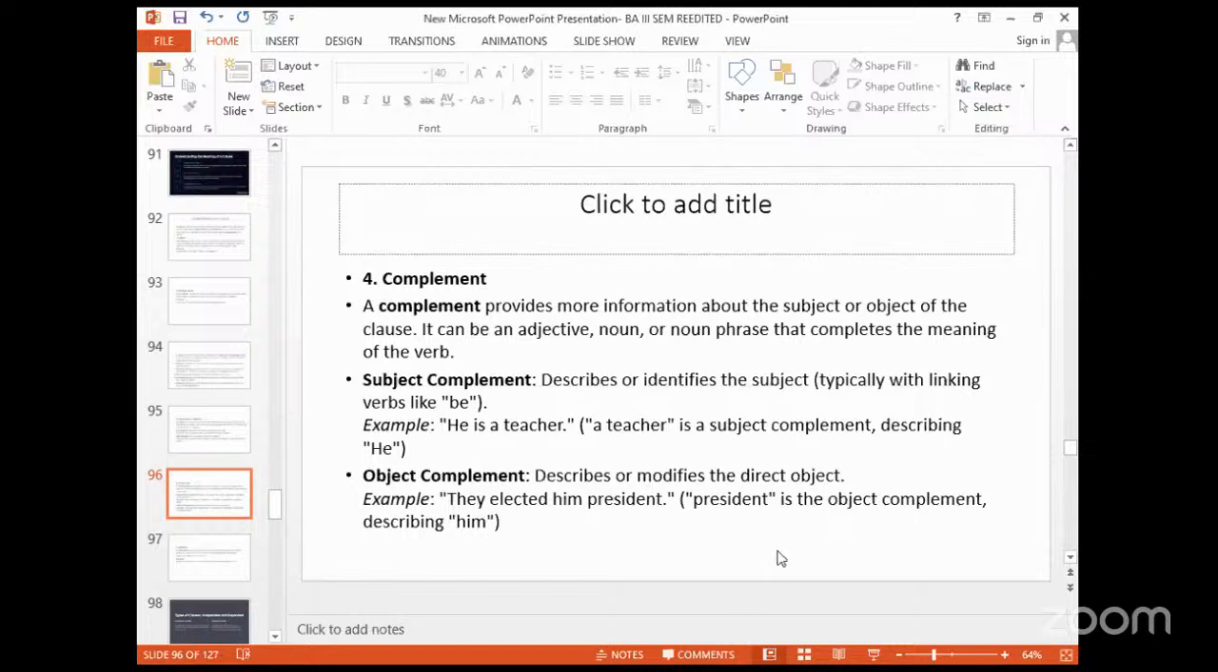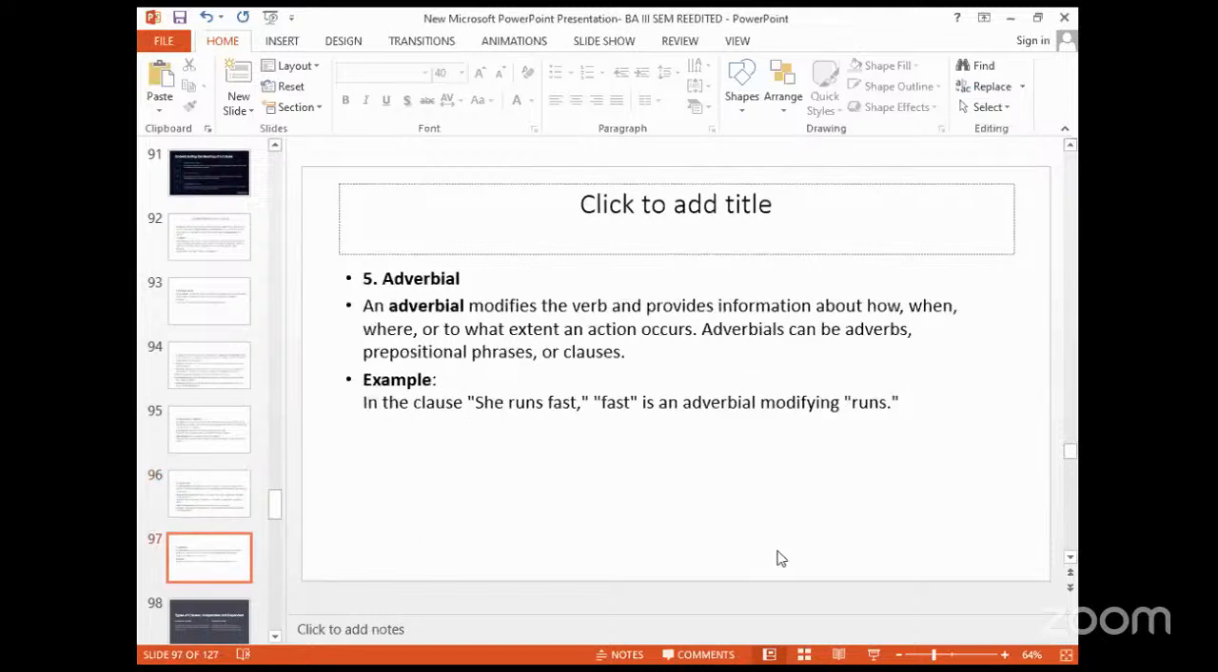Now coming to the next slide, adverbial. An adverbial modifies the verb and provides information about how, when, where, or to what extent an action occurs. Adverbials can be adverbs, prepositional phrases, or clauses. For example, "she runs fast." Fast is an adverbial modifying runs. She is the subject there, the verb is runs, and fast describes in what way. So it's a modifying adverbial.